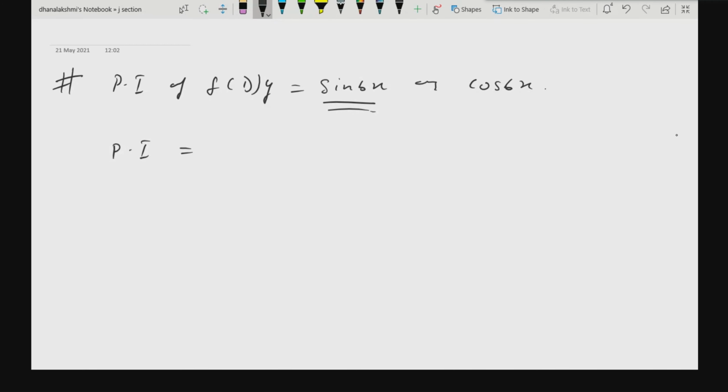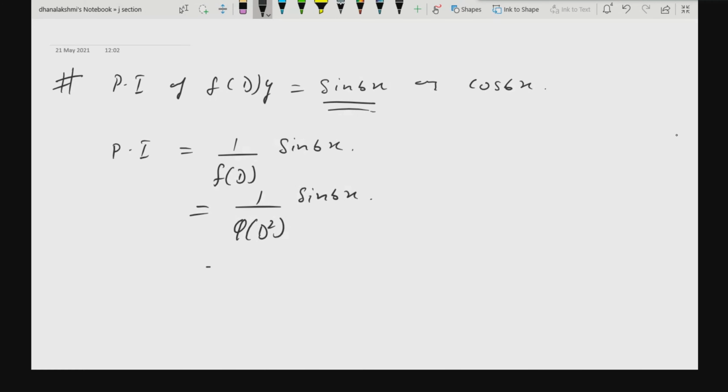Particular integral will be as usual. The definition is not changed. The particular integral is given by 1 by f of D when you apply it on sine bx. Okay, now we'll assume that this function f of D is in terms of D square. Something in terms of D square we will assume.